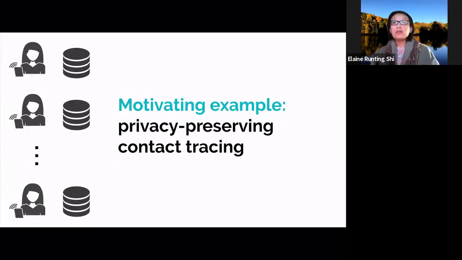I'll start with the motivating example. Perhaps the most wanted application these days is privacy-preserving contact tracing. I'm aware that there are many wonderful proposals out there for achieving this, but today let's focus on the conceptually simple and somewhat generic approach.